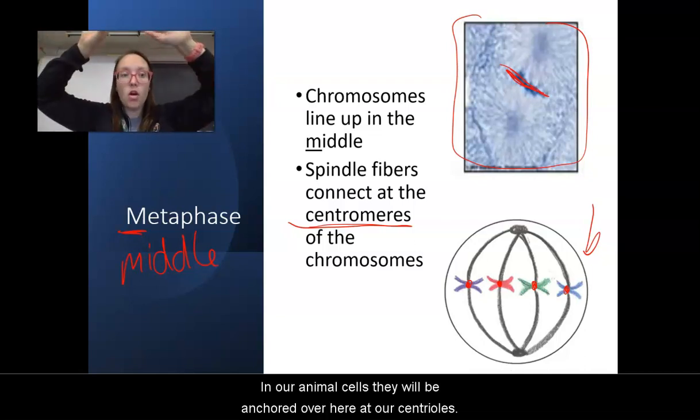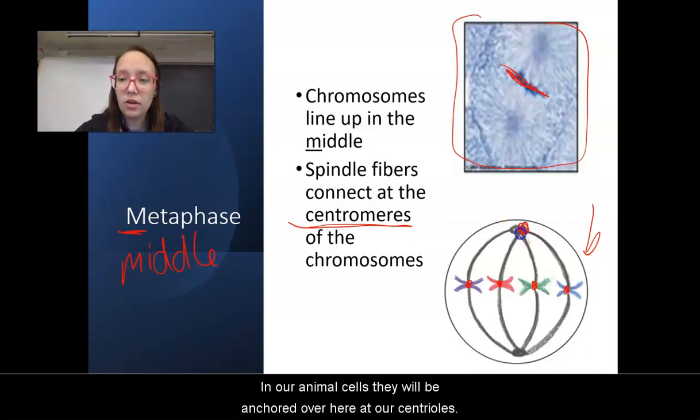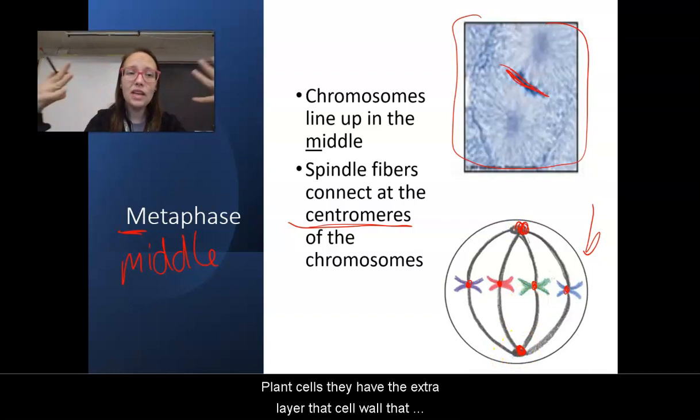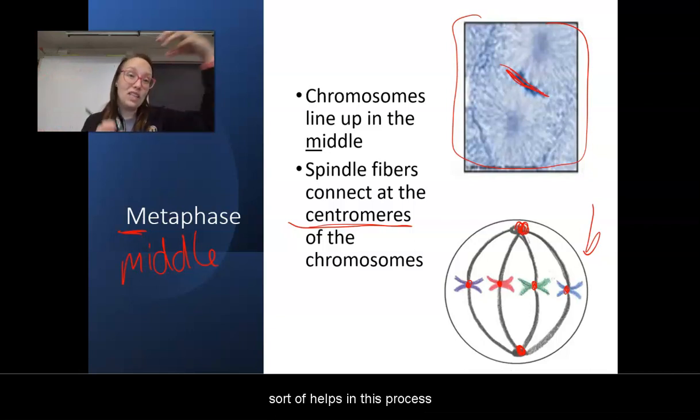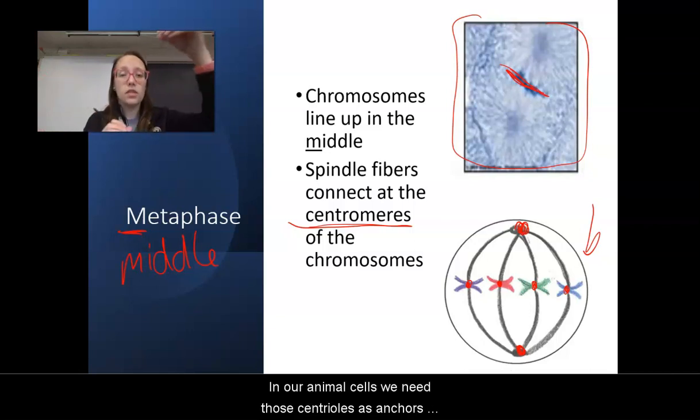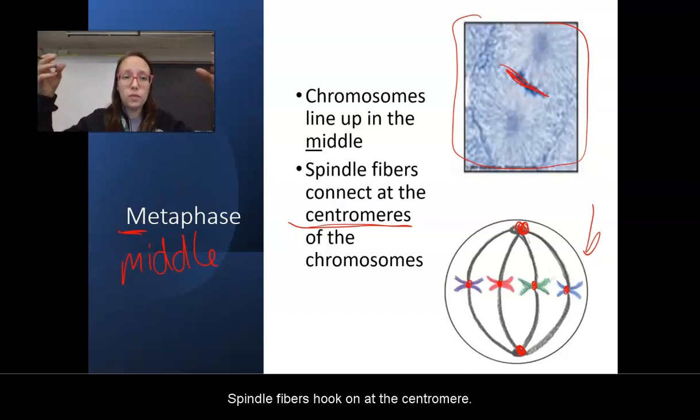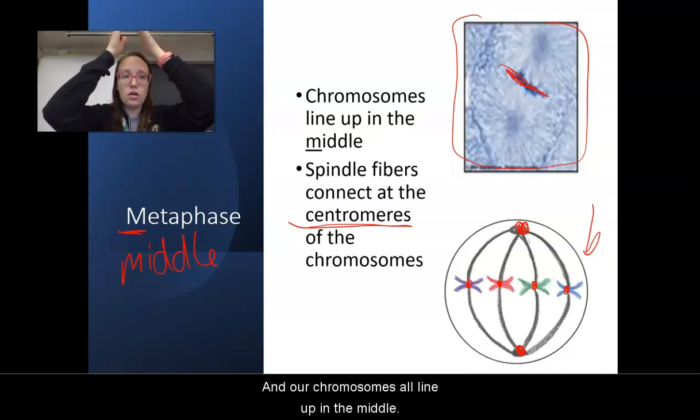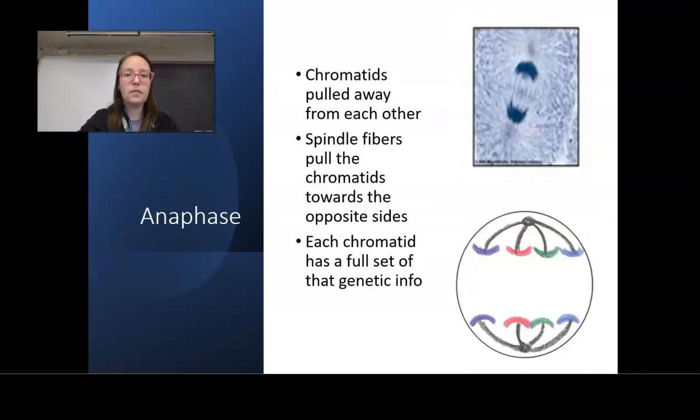And then in our animal cells, they will be anchored over here at our centrioles. In plant cells, they have that extra layer, that cell wall, that helps in this process. But in our animal cells, we need those anchor points for the spindle fibers. So the spindle fibers hook on at the centromeres, and our chromosomes all line up in the middle.